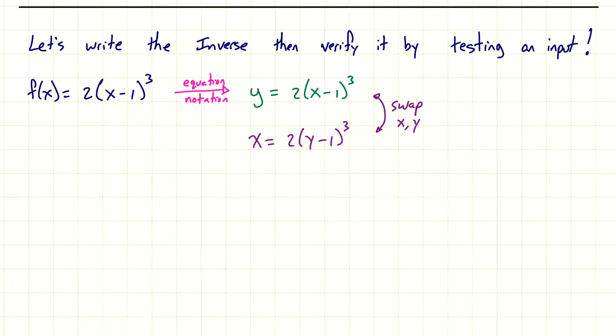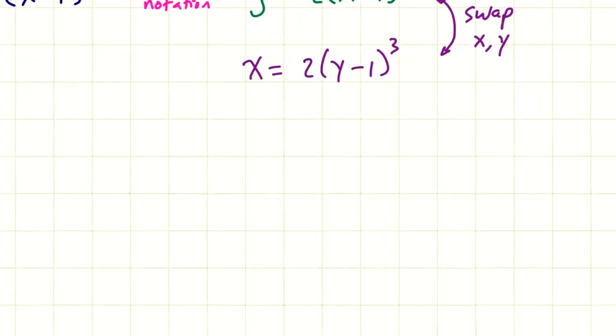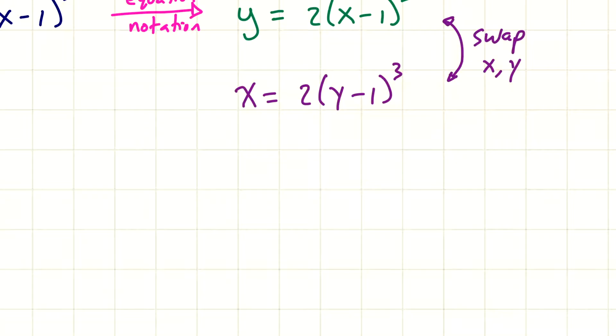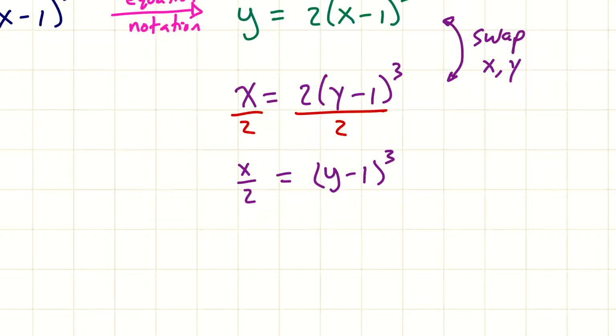So I'm going to zoom into this for a little bit so we could focus on our next step. Since that's being multiplied by 2, I want to get rid of that. So I'm going to divide both sides by 2. This leaves us with x over 2 is equal to y minus 1 cubed. All right, so now there's no more 2. So now I can focus on the exponent.